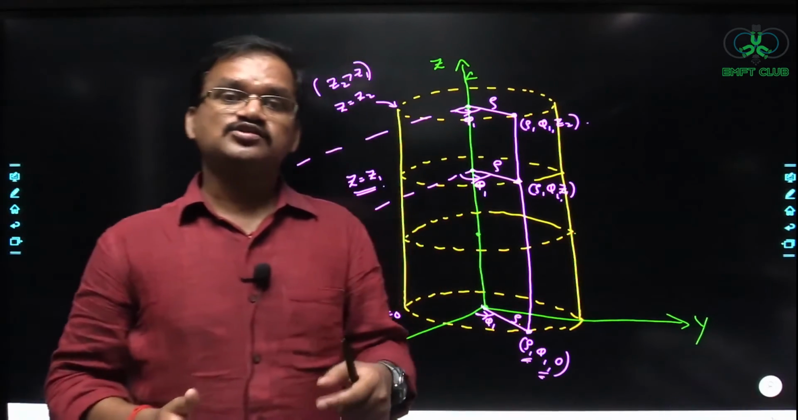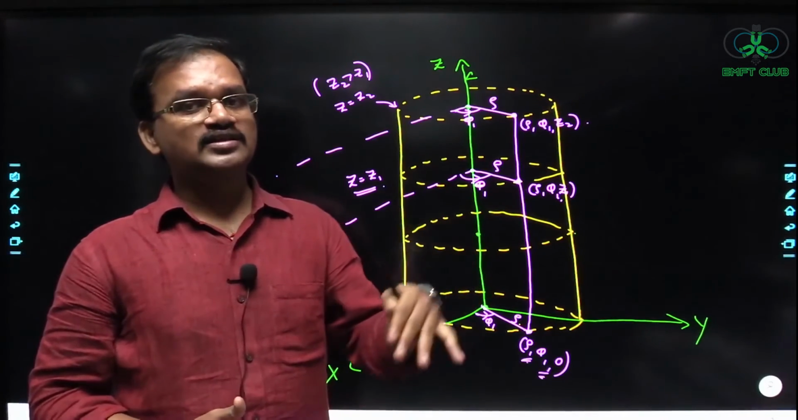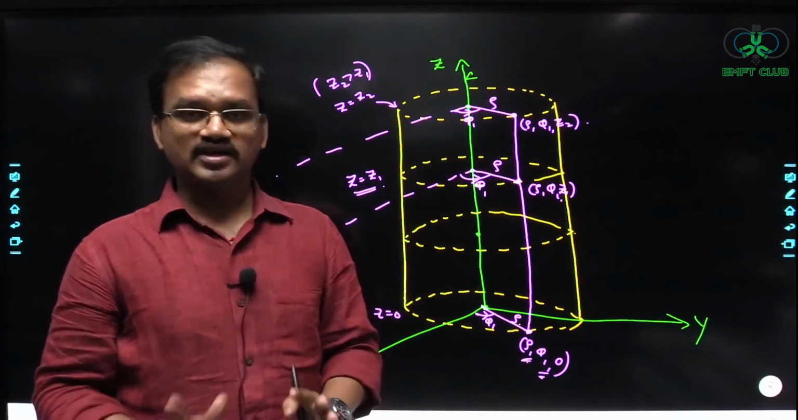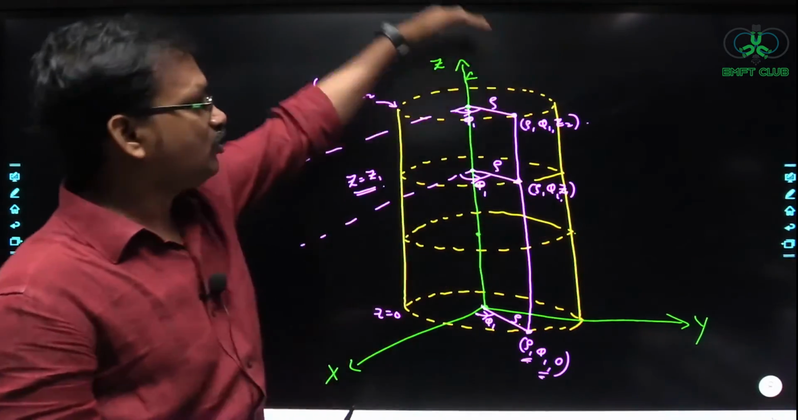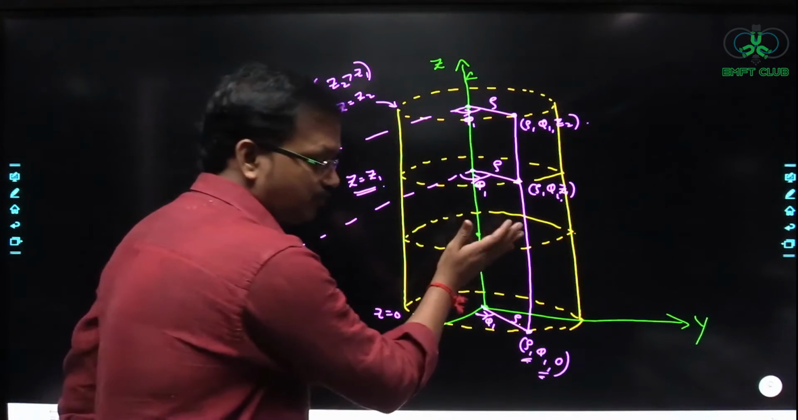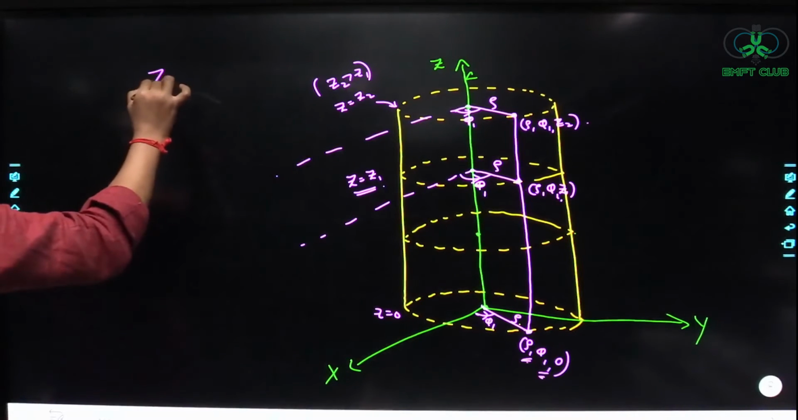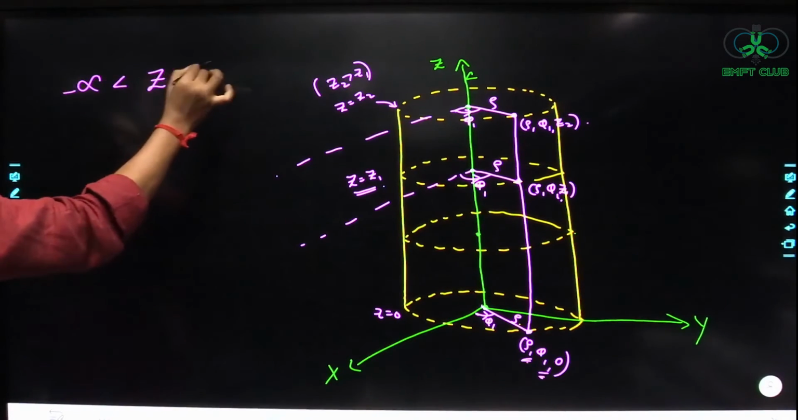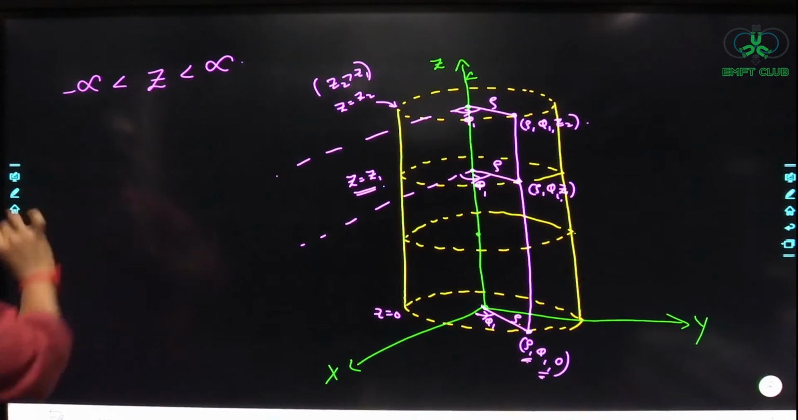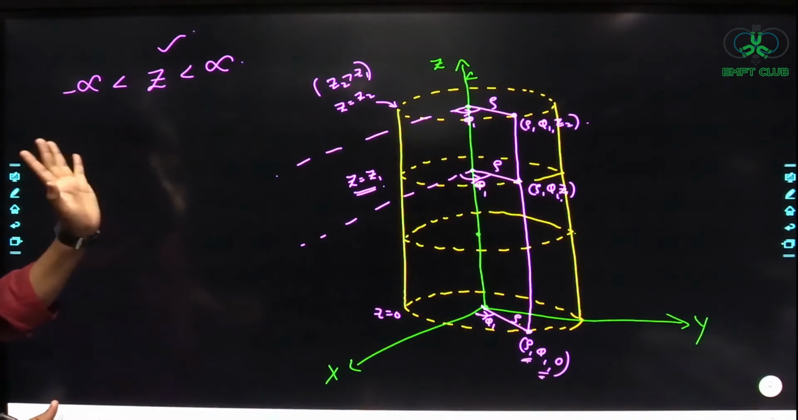Understood? So as you vary z, the height of the cylinder is going to vary, and you can vary it from plus infinity to minus infinity. You can extend it up to plus infinity in the upward direction, or up to minus infinity in the downward direction. So the range of z is from minus infinity to plus infinity. You cannot make it exactly infinity, so that's why we are not putting equality here. The range of z is the same as in the rectangular coordinate system.